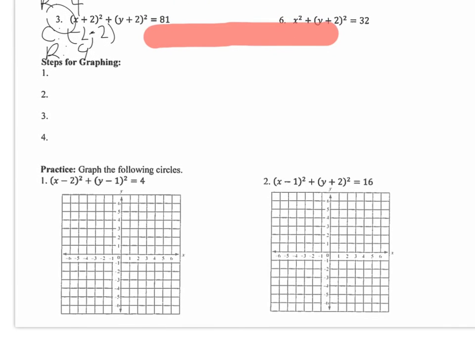So let's now talk about steps for graphing. So go ahead and highlight that for me, please.